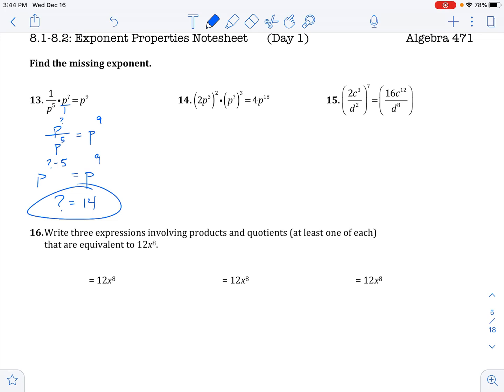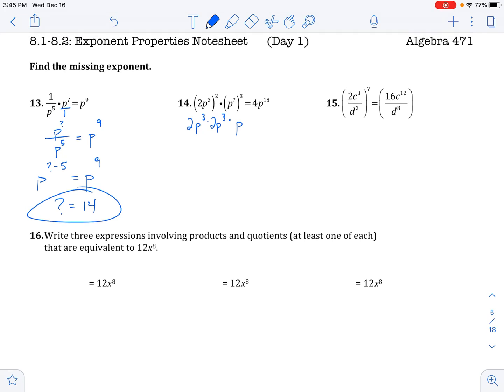Problem number 14. If I take a look here, what does it mean to square something? Well, to square something means that I get 2p to the third multiplied by 2p to the third multiplied by p to the question mark, p to the question mark, and p to the question mark. And again, we would like that to equal 4p to the 18. Well, let's take a look here.